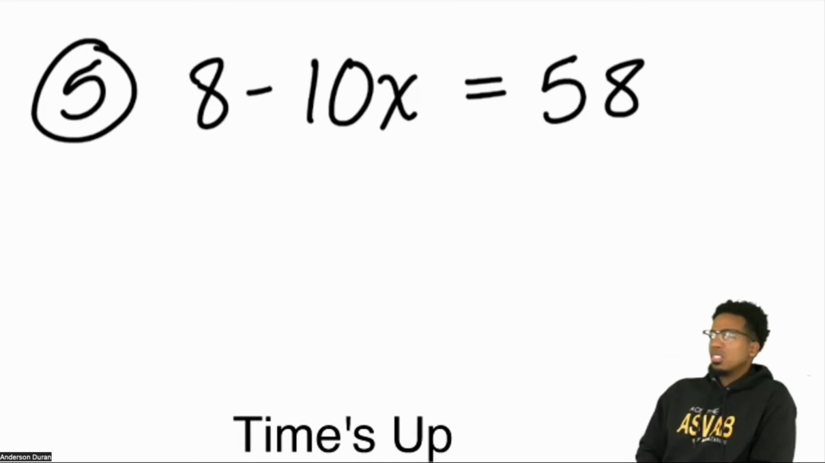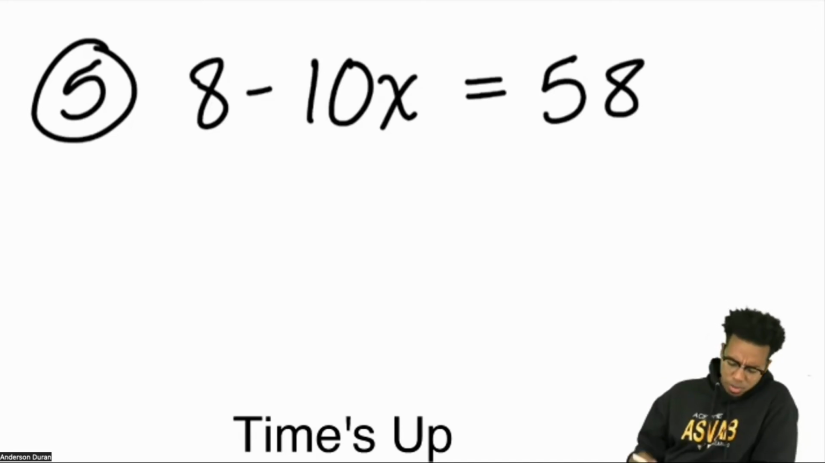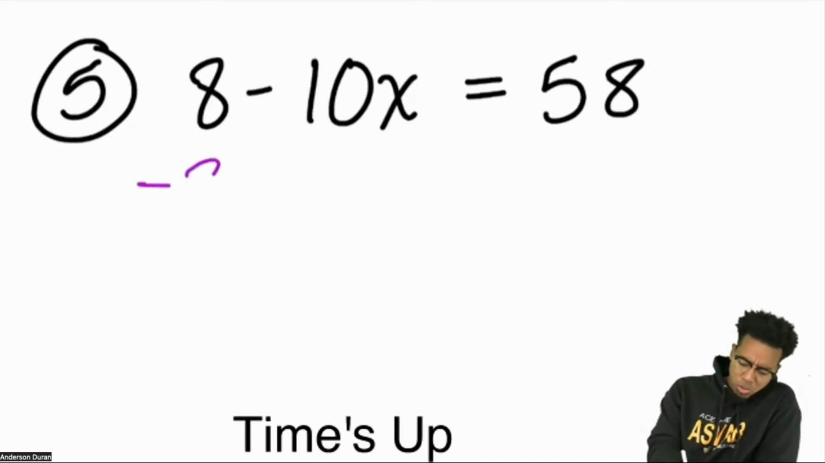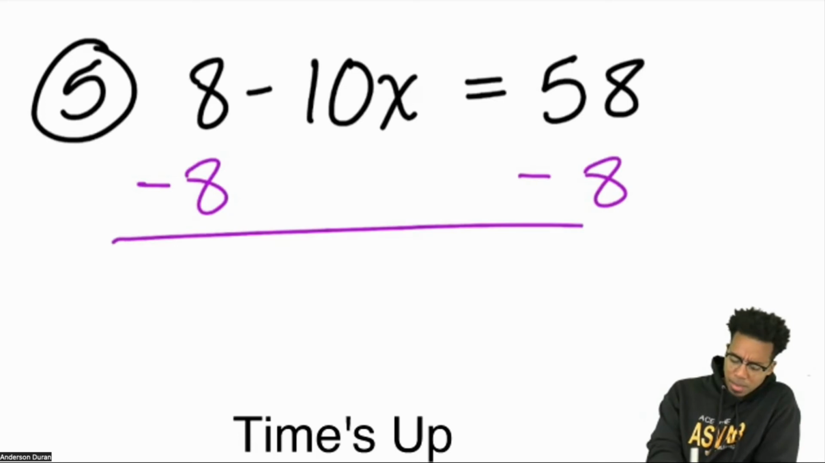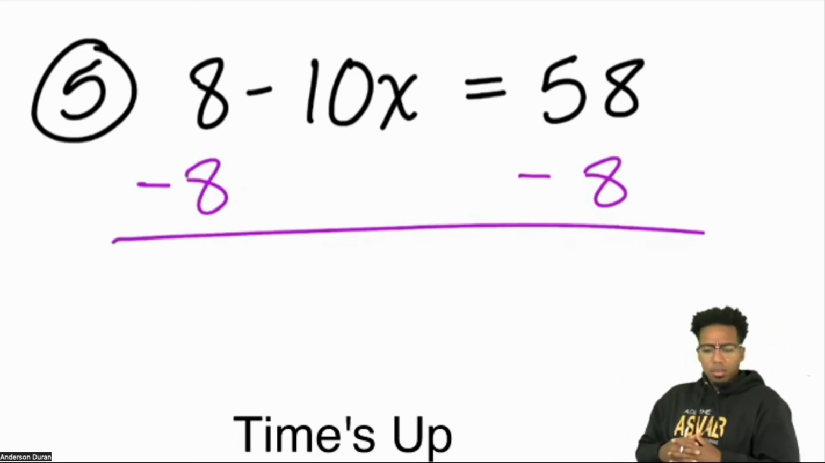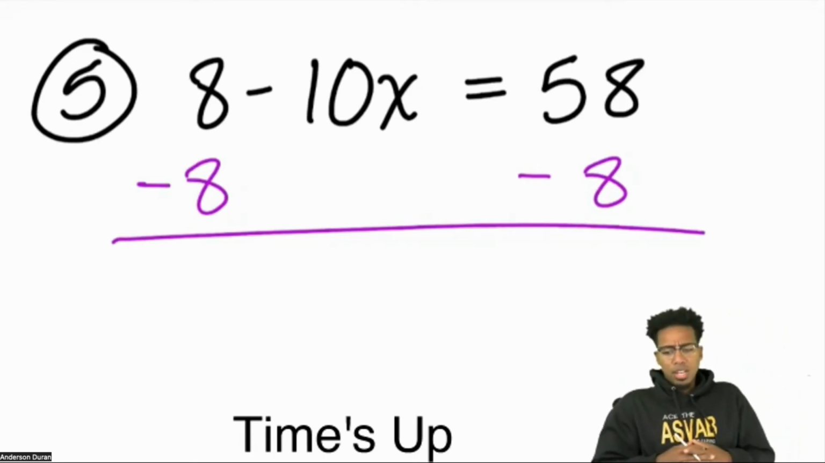If I were to just say straight up, yo, the first step is going to be subtract 8 on both sides. Yes or no? Would that make sense to you?